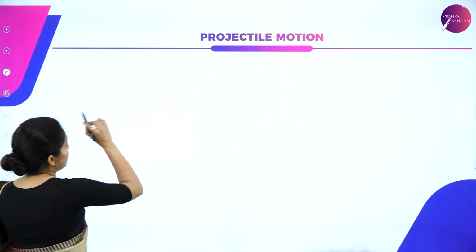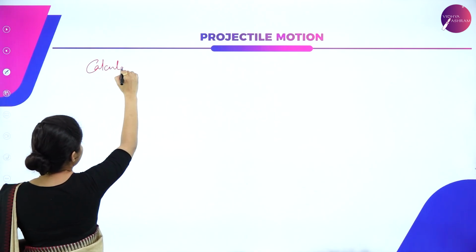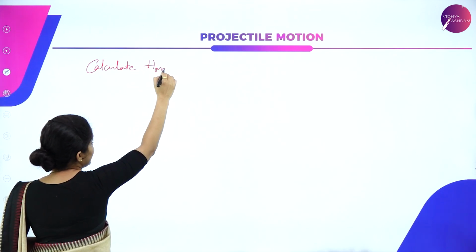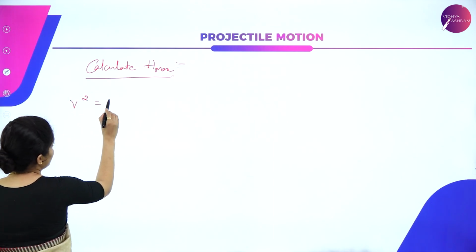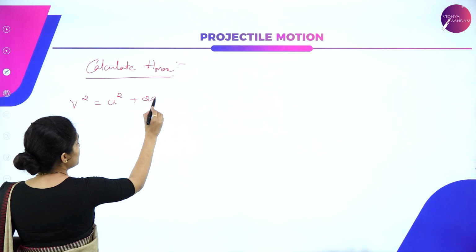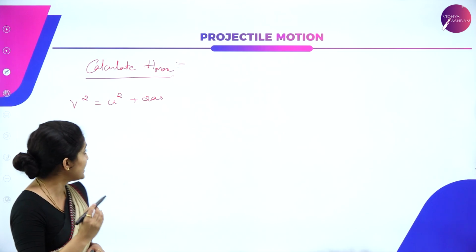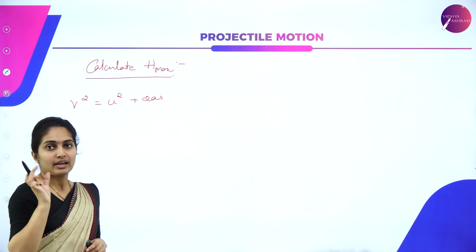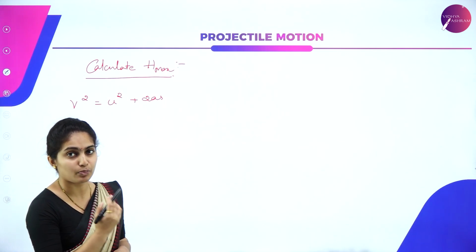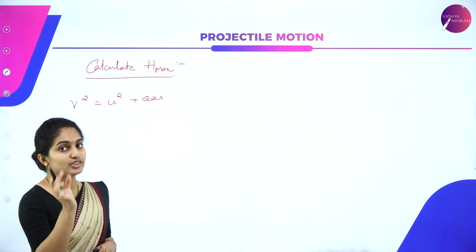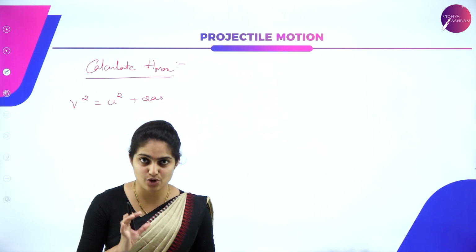Going on with it, we have projectile motion. Let us calculate the height, that is h max. What are we supposed to do? We know that v square is equal to u square plus 2as. V square is the final velocity, u square is the initial velocity, plus 2 is a number, a magnitude, and a is the acceleration. We are supposed to check the acceleration due to gravity. Since the ball is falling down, it will be minus g. And s is nothing but the displacement, which we consider as h max, the height.